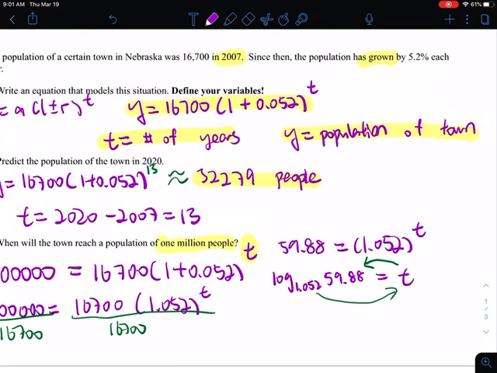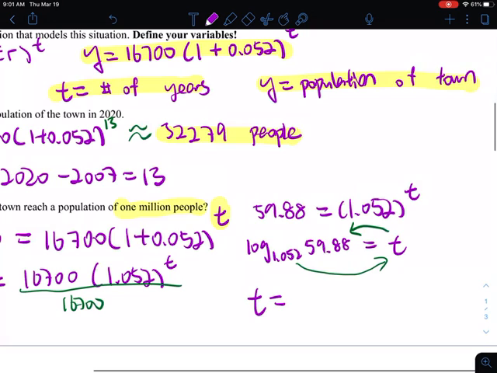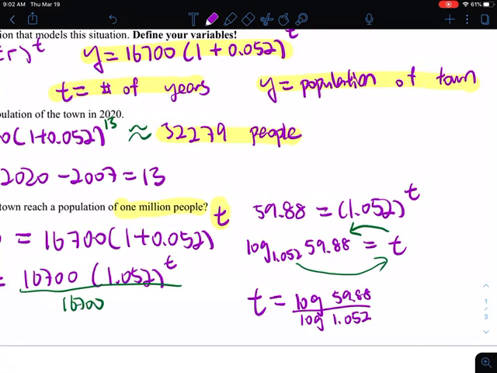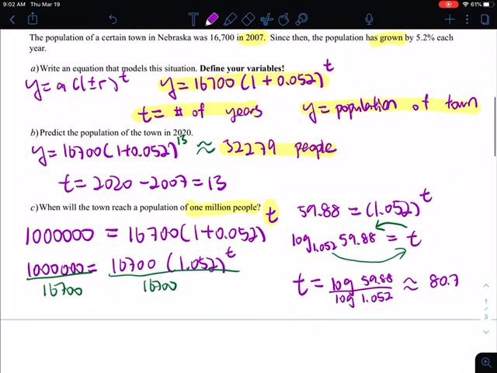Okay, and then once again, this you'll need your calculator for. And remember, you can just type in log of 59.88 divided by log of 1.052. So why don't I write that? So it will be log of 59.88 and then divided by log of 1.052. So if you type that into your calculator, you'll get something like 80.7. Okay, so that's what t is.